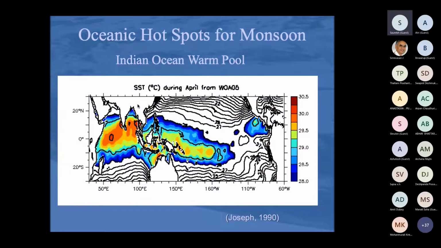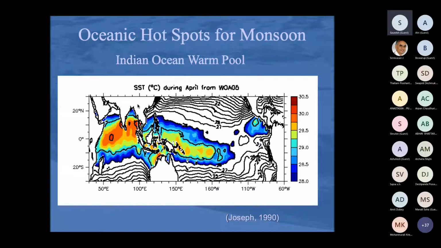Right. Now, what is warm pool? The large stretches of tropical ocean are warmer, and there are some regions which are warmer than others. Such regions are called warm pool. There is also a very nice definition of warm pool. The warm pool in the tropical ocean is defined as the region where the sea surface temperature exceeds a value of 28 degrees.